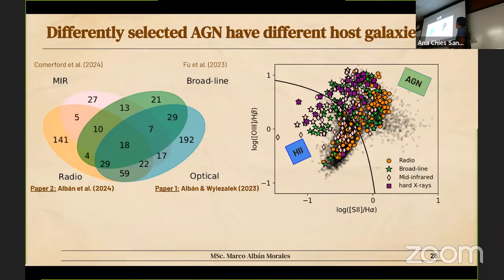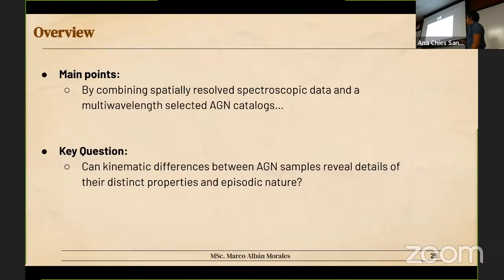Okay, so let's move to the next slide. The main point here is that we want to understand where the way of selection can change the kinematics that you see from the different AGN populations. And we are combining this with spatially resolved spectroscopy.